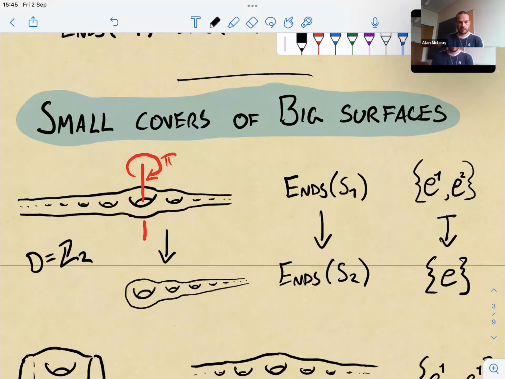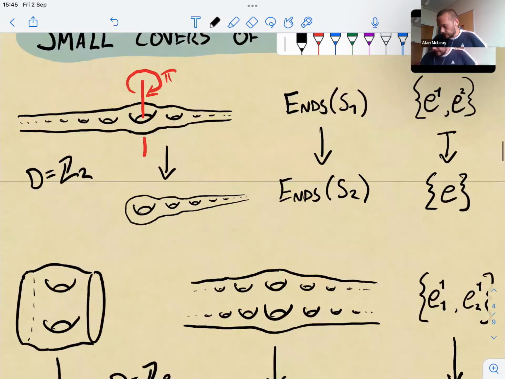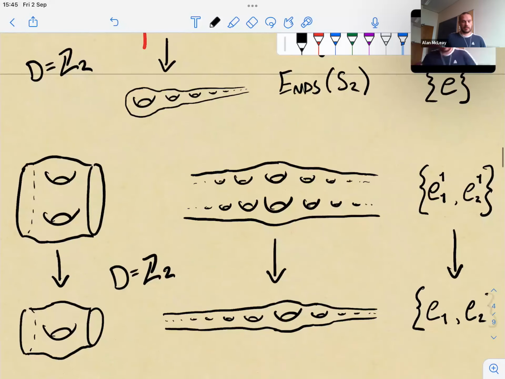E, the end downstairs, the unique end, has two pre-images. So that's pretty cool. You can see the degree of the cover in this induced map, which is useful, but it doesn't always work. So here's another example. First, let's just focus on this compact thing on the left, two surfaces, one of genus 2, one of genus 1.